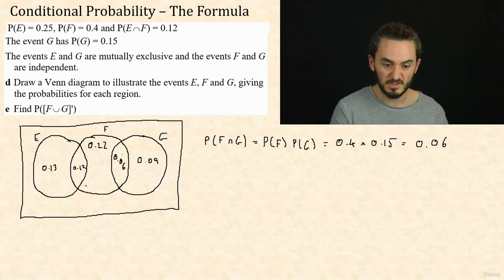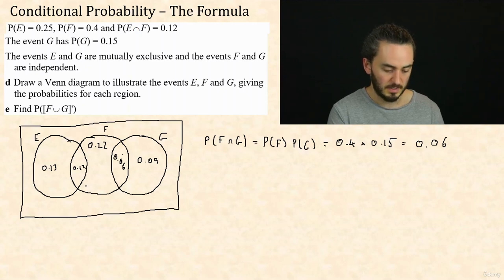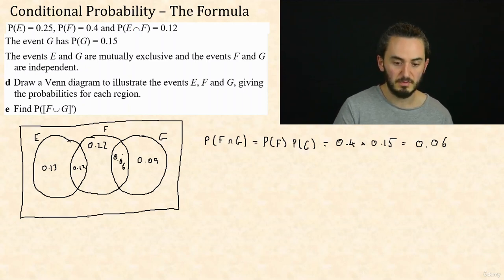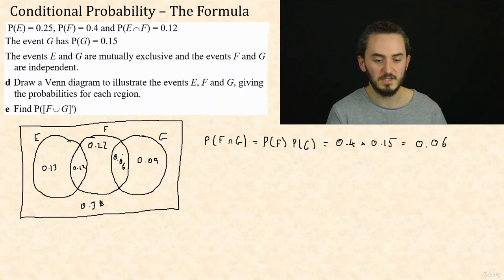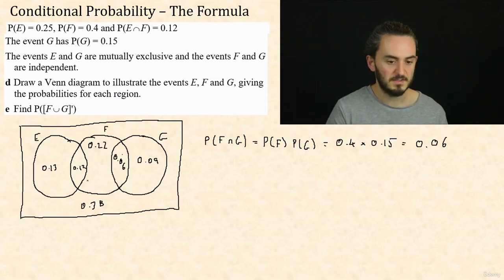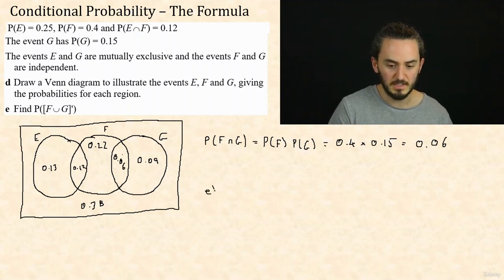Okay, what's left on the outside? Well, it's just 1 minus everything I can see before me. So 1 minus all of these terms in here gives me 0.38. So 0.38 is the outside. So I think that has now done D. Draw a Venn diagram to illustrate the events E, F and G, given the probabilities for each region. We've done that. Now, question E.